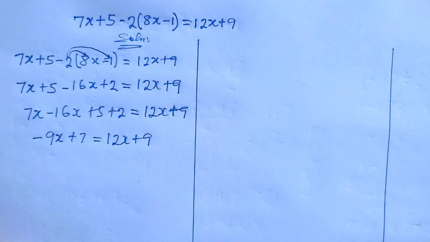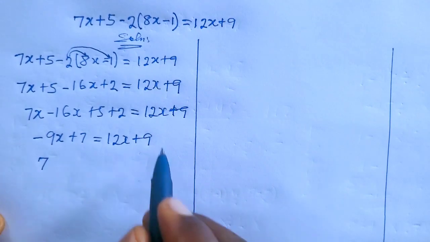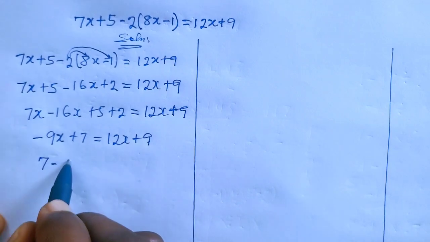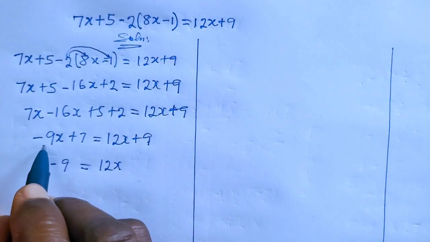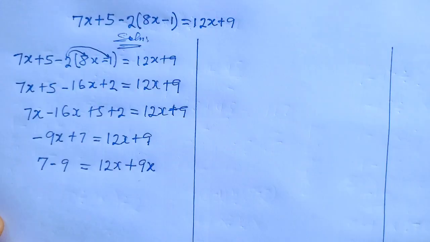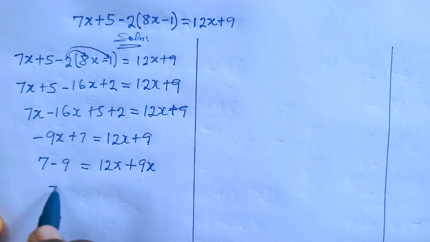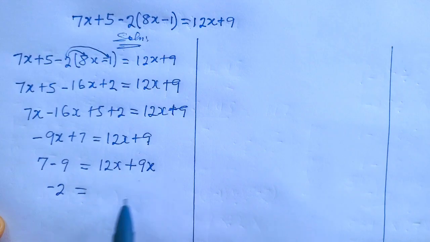Then next is to collect like terms. We are going to move numbers with letters to one side of the equation and other numbers to the other side of the equation. And if you do that, we have 7. To move plus 9 down here, it becomes minus 9, equals 12x. If you move minus 9x down here, it becomes plus 9x. And simplifying this further, you're going to have 7 minus 9, that will give us minus 2, equals 12x plus 9x, that will give us 21x.